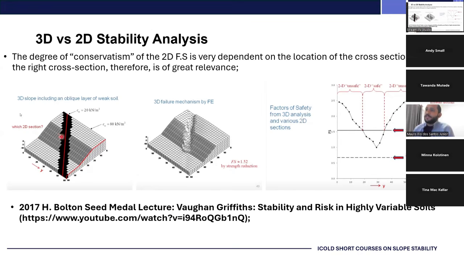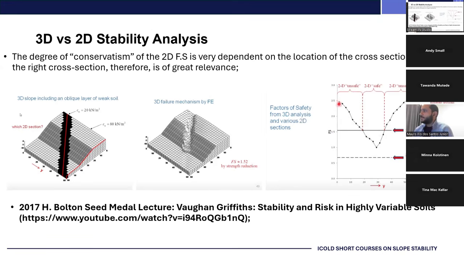He took this slope, a very interesting, very simple example, and he put one very soft material going through the slope, and he took the 3D factor of safety and found it to be 1.52. And then he went on to calculate 2D factors of safety throughout the entire slope, going from left to right, and he plotted this curve here.